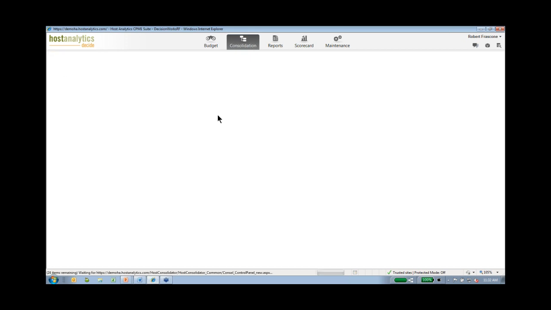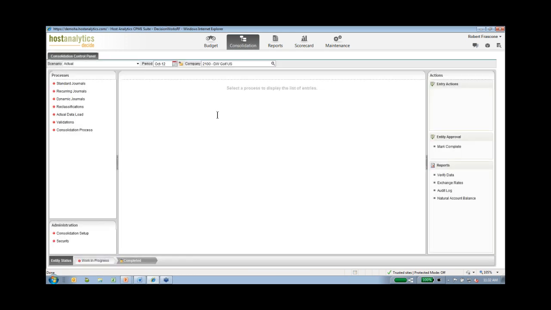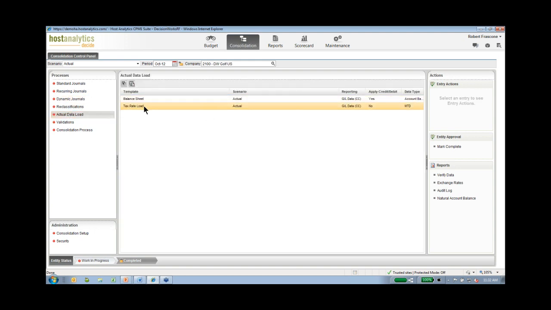And again, these templates you get to create. We have two templates in our demo system: balance sheet and tax rate load. We could have many more. There could be operating expenses. There could be revenue. You could have them all in one. It's really up to you.